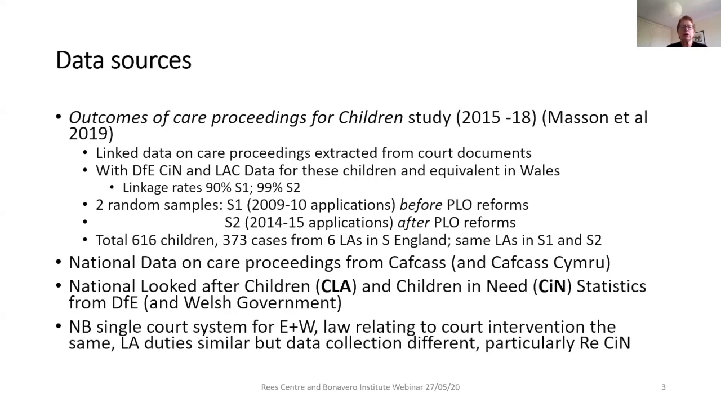In total, we've got 616 children, roughly equally between the two samples, and we've got 373 cases. In legal analysis, it's really quite important to distinguish between cases and children. And to clarify, and the data isn't always very clear about this, not ours, I mean the published data, about whether they're talking about cases or children. And it operates as a natural experiment.